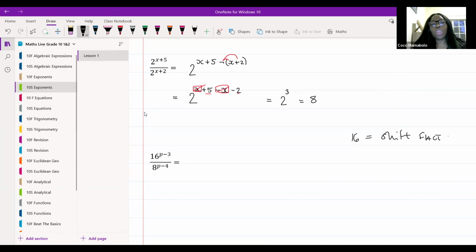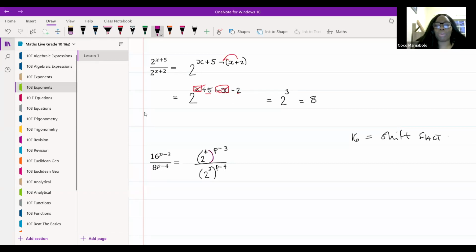All right, so we know that 16 can be written as 2 to the power of 4, but remember that 2 to the power of 4 is still to the exponent of p minus 3. Okay, over, how else can we write 8, guys? That's it, Zeketela. Well done, Emmanuel. So I'm going to open brackets 2 to the power of 3, all to the power of p minus 4.